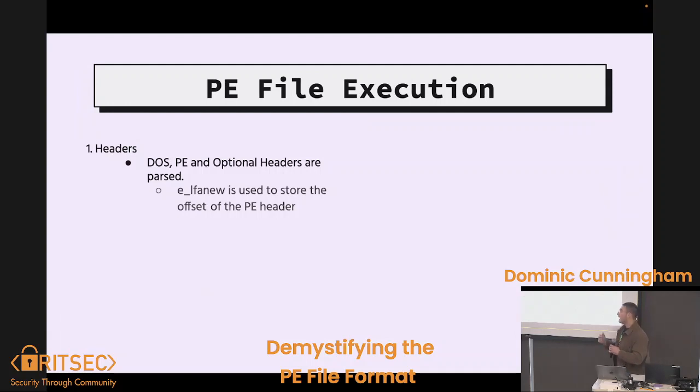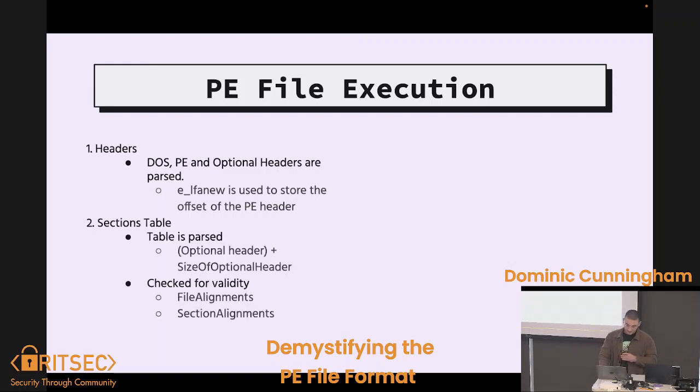So how a PE file will execute. First, it's going to parse all of its different headers: the DOS, the PE, and the optional. The e_lfanew is also used to store things like the offset for the PE header, and that's where it's going to parse. Basically what it's doing is parsing all of its different offsets, so it knows the locations of everything in memory. It's also going to parse its section table.